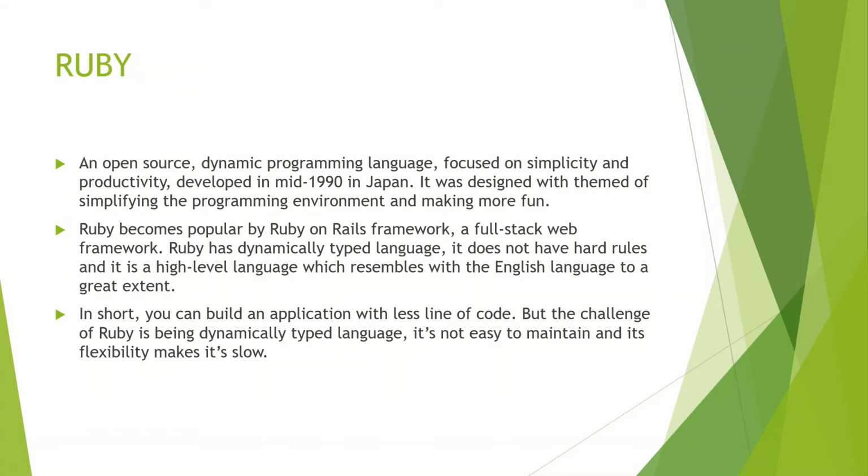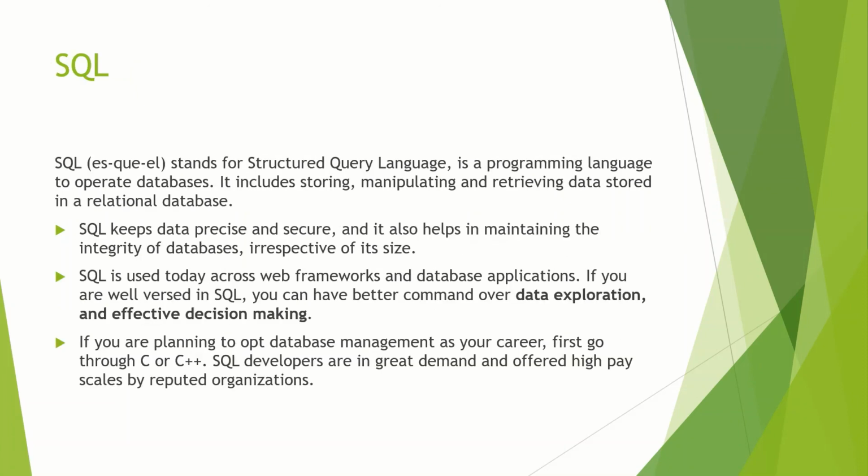Ruby. Now, this one is one of the least known but impactful languages. An open source dynamic programming language focused on simplicity and productivity, developed in the mid 1990s in Japan. It was designed with the theme of simplifying the programming environment and making it more fun. Ruby became popular through the Ruby on Rails framework, a full stack framework, and Ruby is a dynamically typed language. It does not have hard rules and it is a high level language which resembles English to a great extent. So this was Ruby.